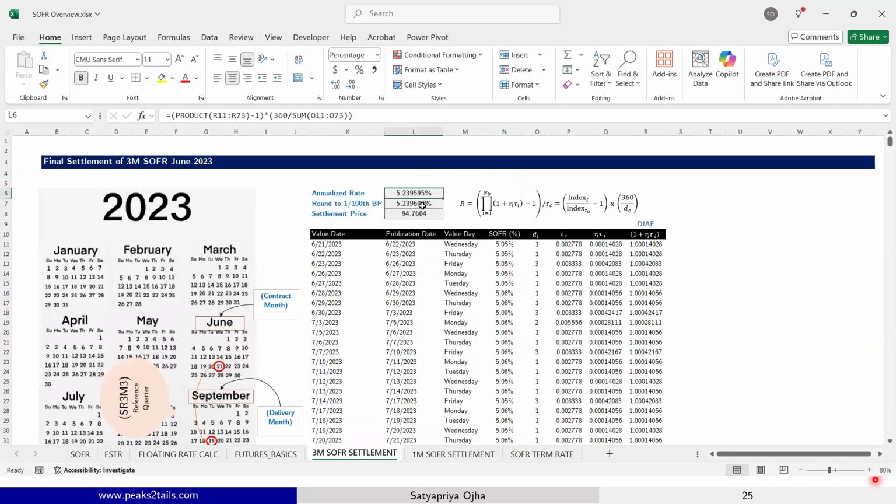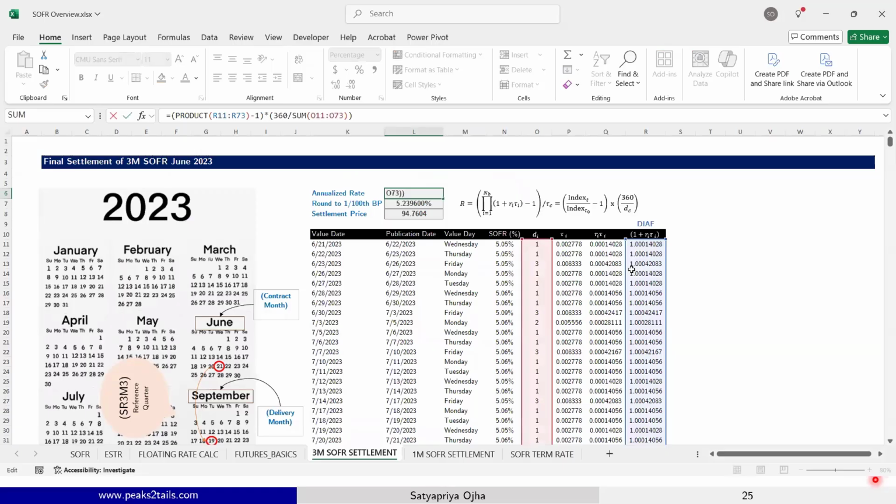The rate is simple compounding, just as we discussed. So how will we calculate this? It is the product of 1 plus R tau, where tau is the day count fraction. Again, you remember how to deal with the day count fraction, right? For weekdays, it will be 1. For holidays, it might be 3, might be 4.